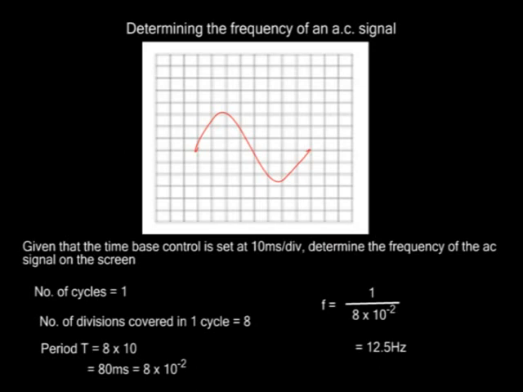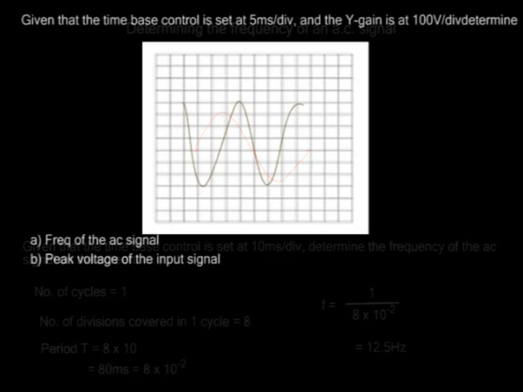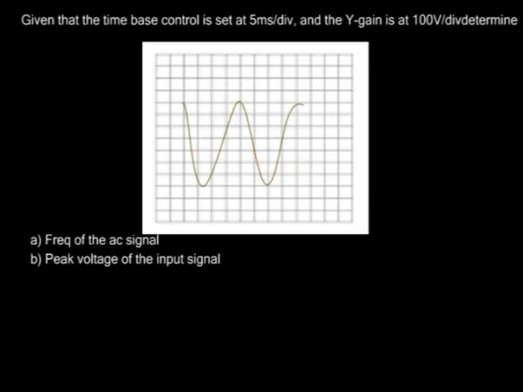Another example. This figure shows the trace on the screen of an AC signal connected to the Y plates of a CRO with time base on. Given that the time base control is 5 milliseconds per division and the Y gain is at 100 volts per division, determine A. the frequency of the AC signal, and B. the peak voltage of the input signal.